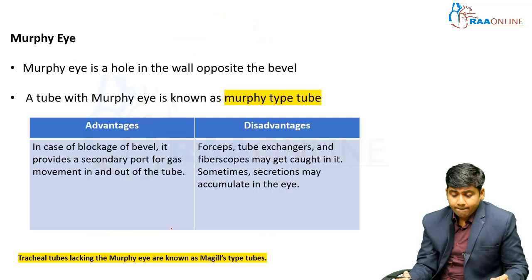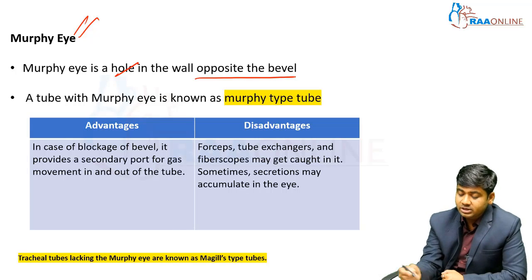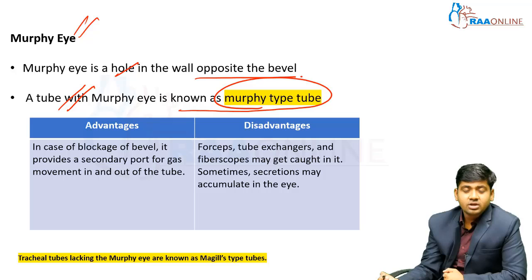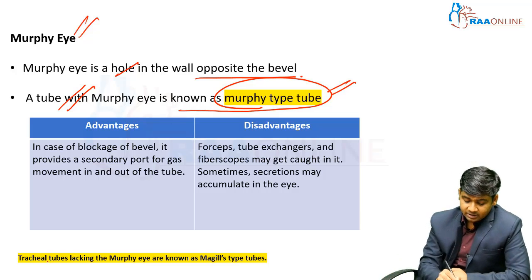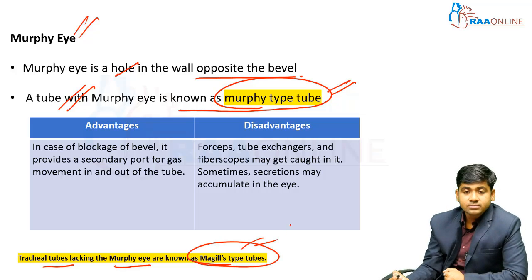Okay. Coming to the Murphy's eye. Murphy's eye is a hole in the wall opposite to the bevel. Suppose the bevel faces towards the left, the Murphy's eye is towards the right. The tube which contains the Murphy's eye is known as a Murphy tube, and the tube lacking a Murphy's eye is known as a Magill type tube. Okay, these are also questions.